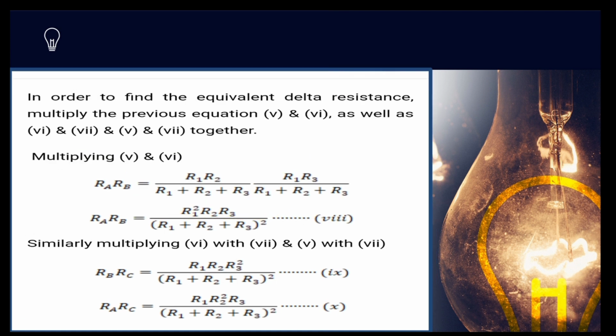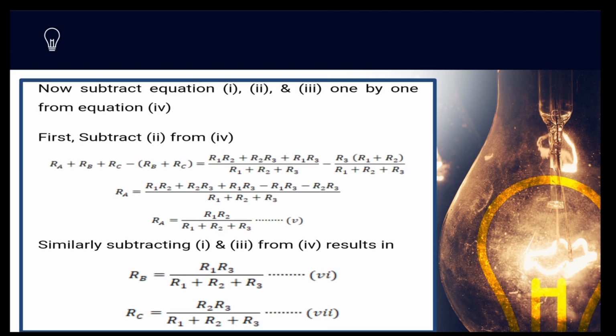Now subtracting the other equations from equation 4 in the same way, similarly we will get RA as R1R2 by R1 plus R2 plus R3, RB as R1R3 by R1 plus R2 plus R3, and RC as R2R3 divided by R1 plus R2 plus R3. Now we got the delta to star equations. I am getting RA, RB, RC in terms of R1, R2 and R3.